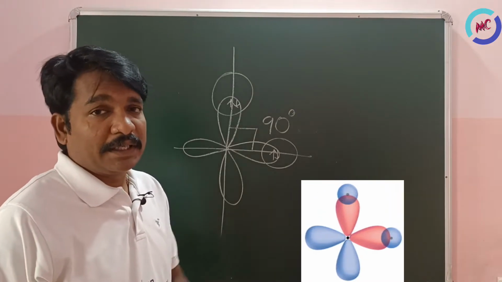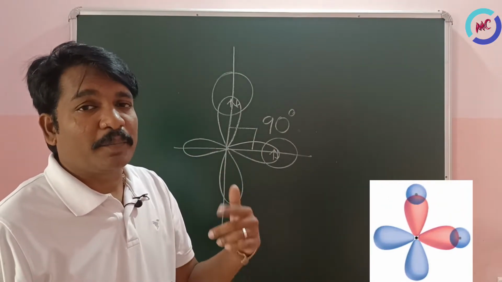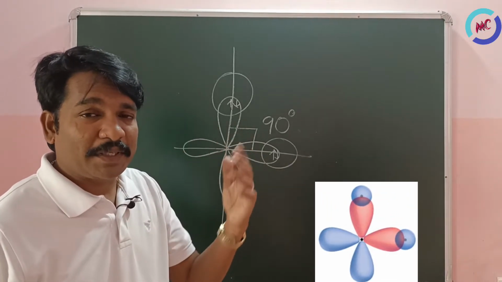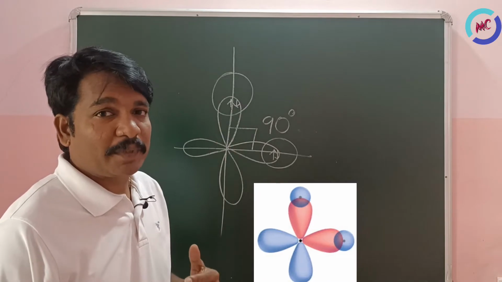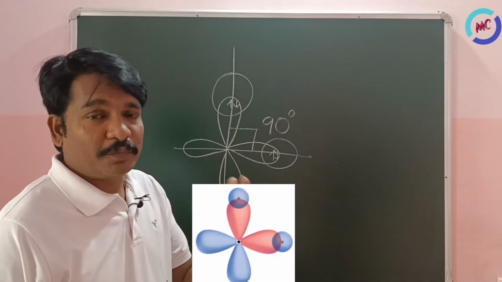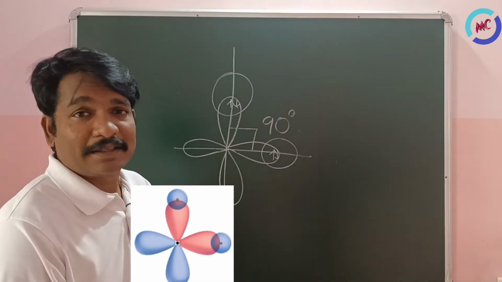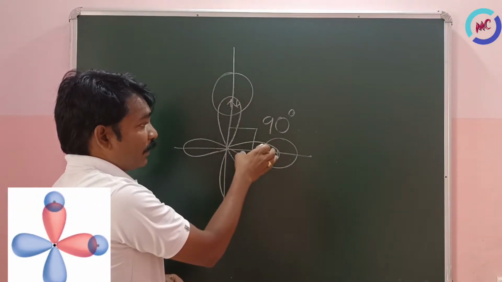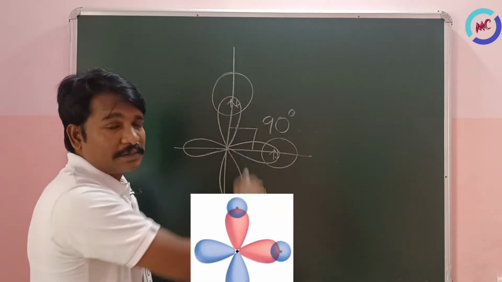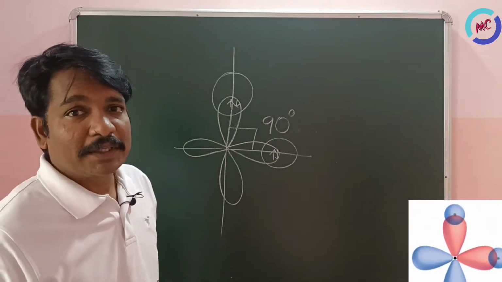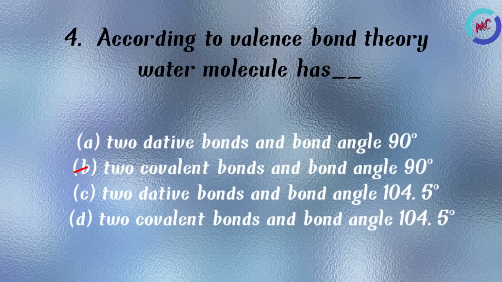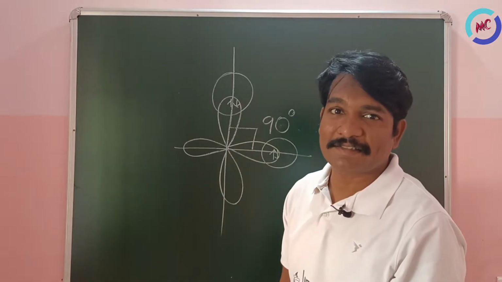Very important thing. In case of hybridization, the bond angle is 104.5 degrees. That is a different case. There VSEPR theory will work: lone pair repulsion. A few more things we will discuss there. But here, only overlapping takes place, at 90 degrees with both s orbitals of hydrogen. Option 2, that is 2 covalent bonds and 90 degrees, is the correct answer.